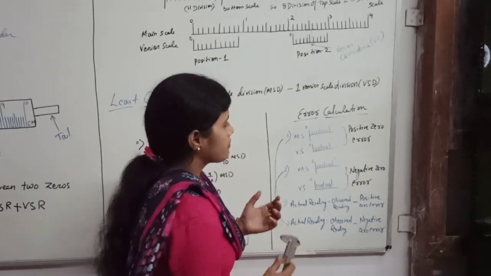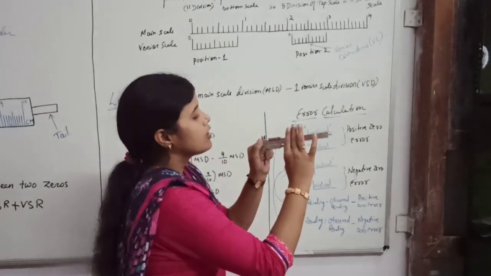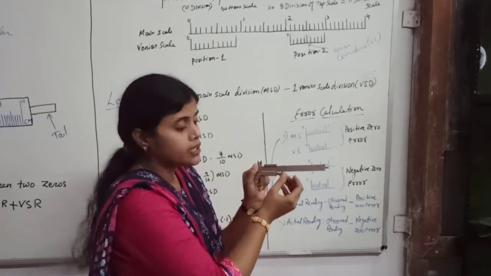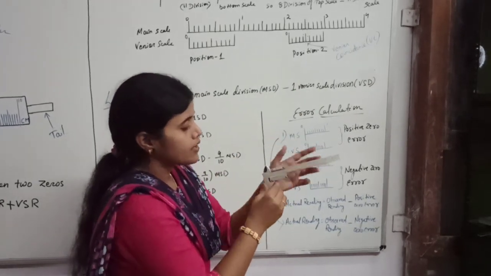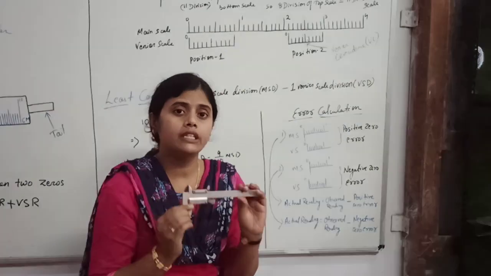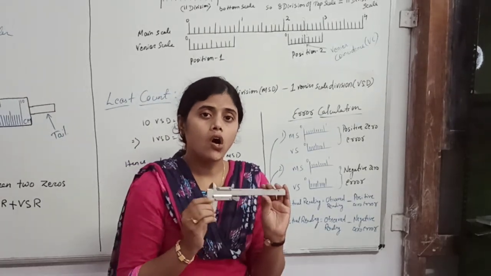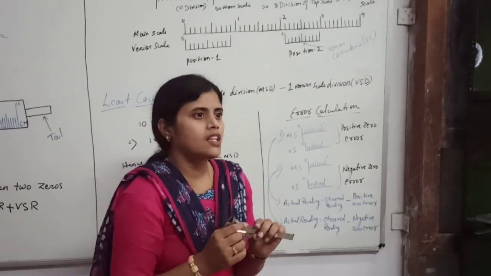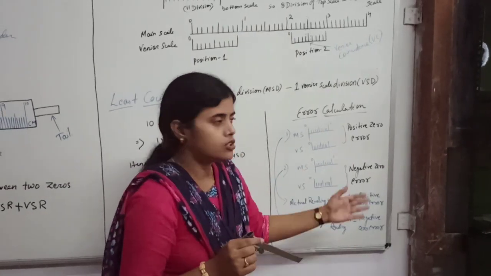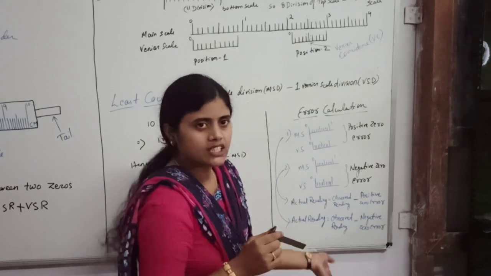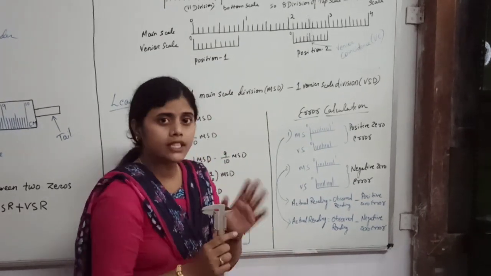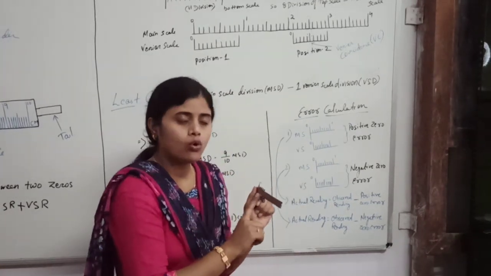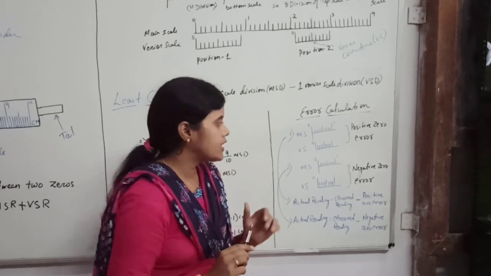So whenever some instrument is given to you, the first thing you have to do is close the jaw and check whether your instrument is error free or contains any error. If it is error free, then you don't have to do anything. You don't have to take the error into consideration. But if it contains error, you first have to know which kind of error it is, whether positive or negative.